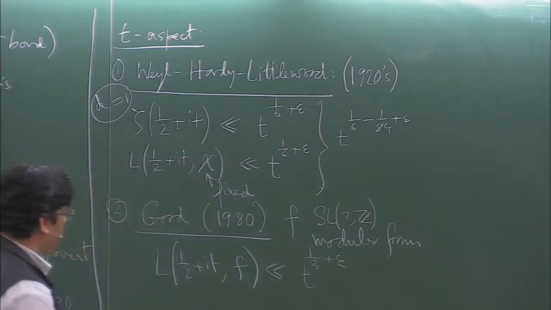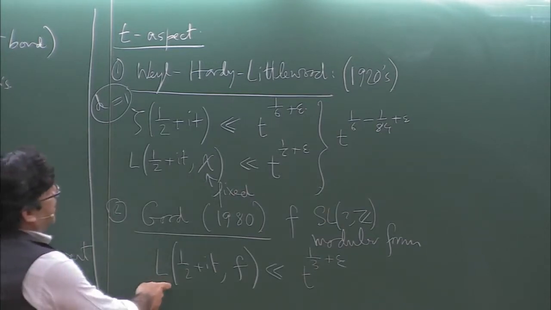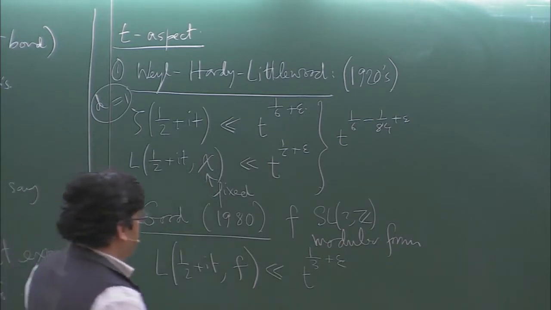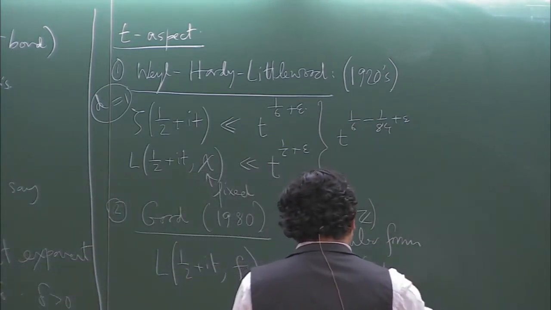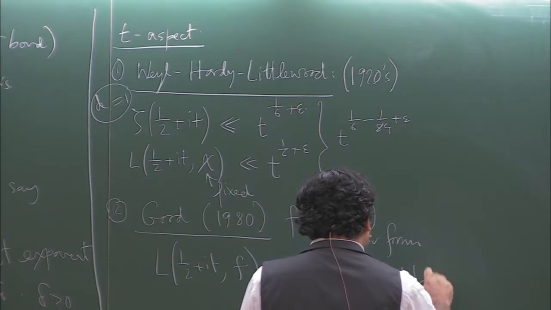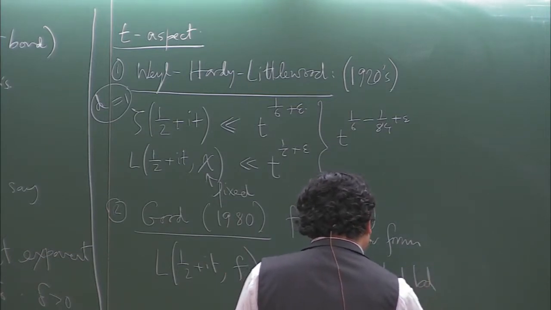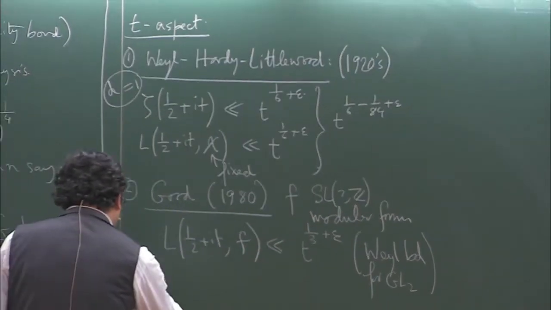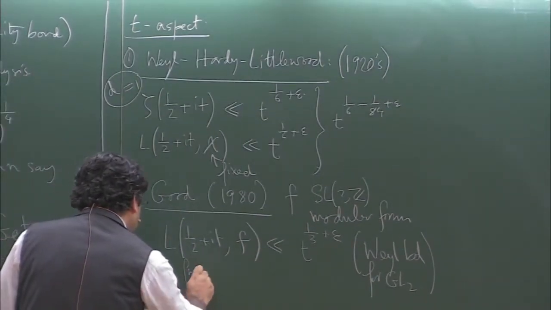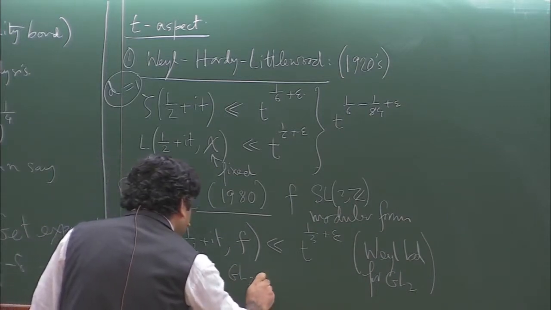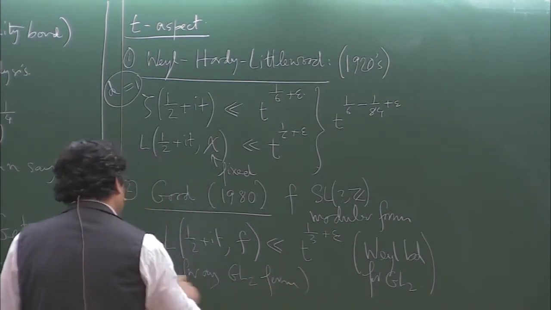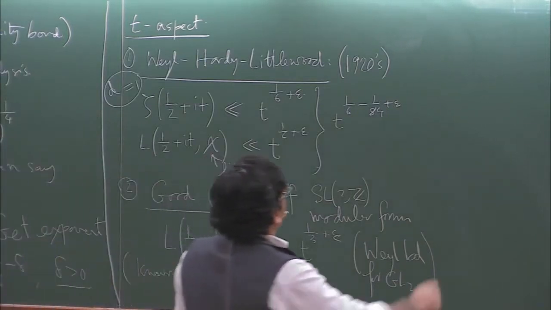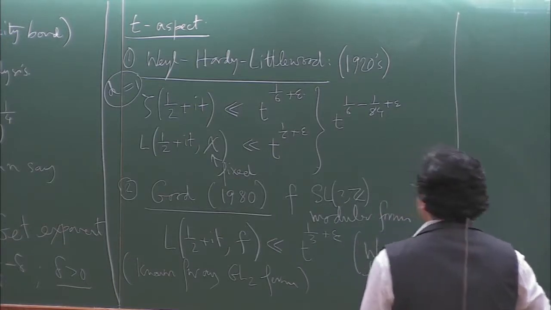And since this is like the square of zeta, this bound is like the analog of the Weyl bound. So this is also called the Weyl bound. Of course, now it's known for any GL2 form. It was done by Meurman afterwards. Anyway, that's for degree 2.